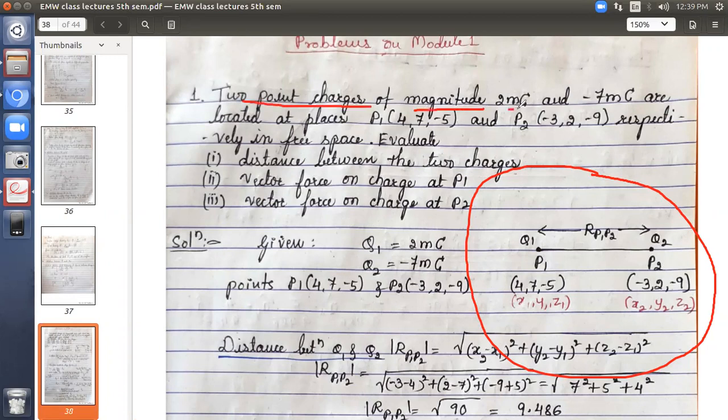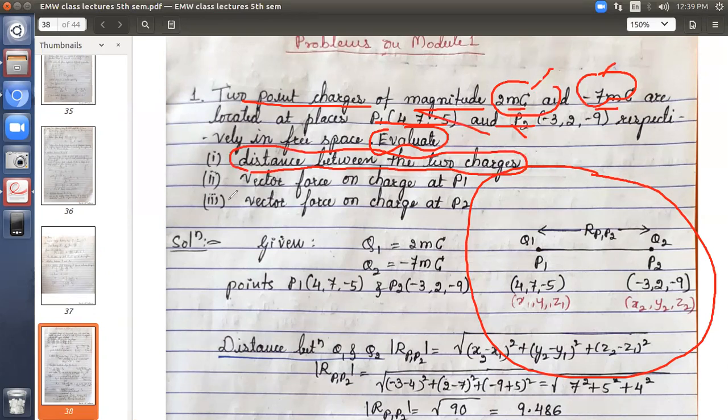Two point charges with these magnitudes and these points. Now what we have to evaluate? Instead of two point charges, you can imagine two people, in the space with these magnitudes and these points. Now what we need to calculate? The very first thing is the distance between the two charges. What is the distance between those two points, those two people who are standing in the space in your classroom? The second is we need to calculate the force.